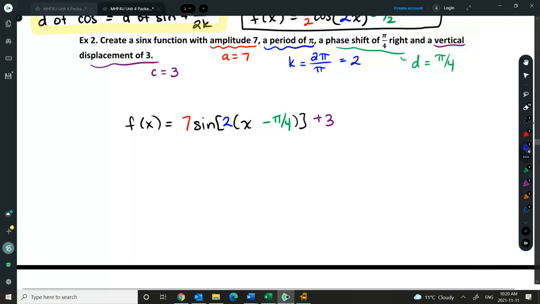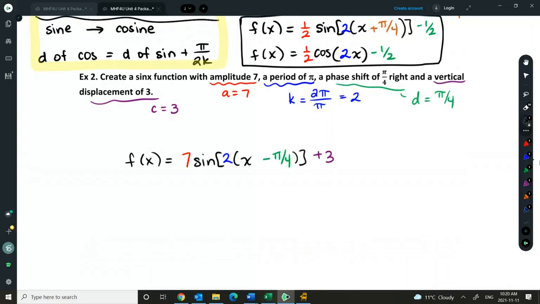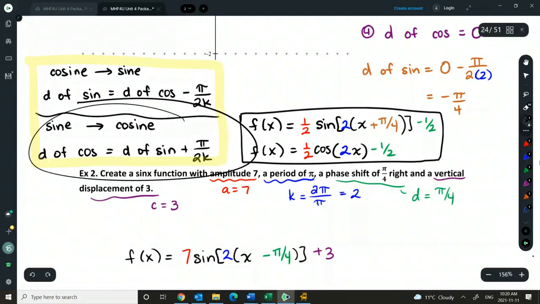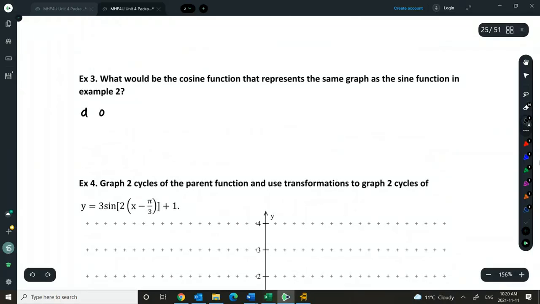So what changes if this becomes a cosine function, and how do we figure out that change? Clayton? The d-value will change, so you just use the d of sine plus pi over 2k. Okay, perfect. So we have a cosine equation, we want it to be a cosine equation. So we're going to use this. I can find d of cos by doing d of sine, so the existing shift, plus pi over 2k.